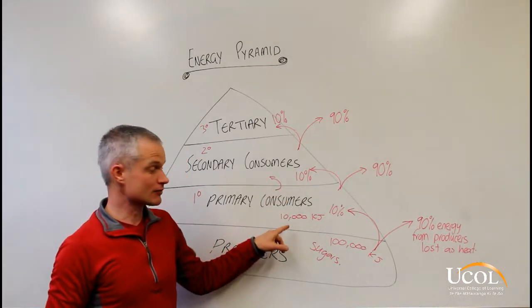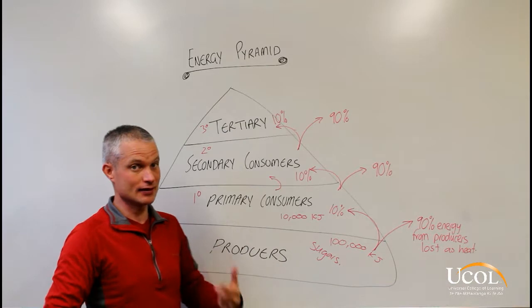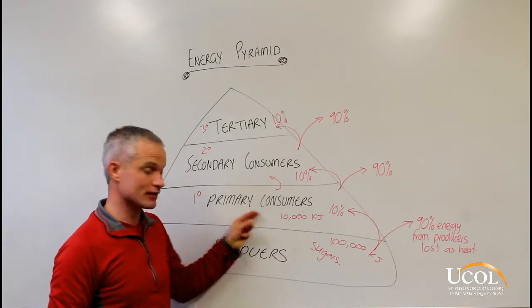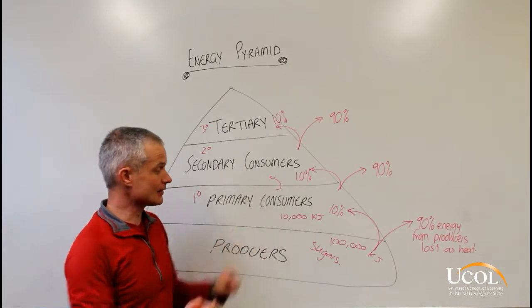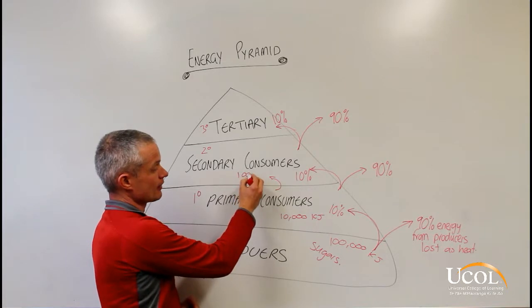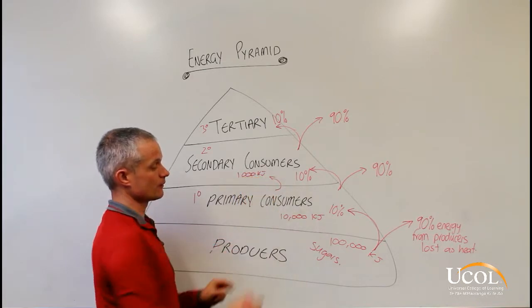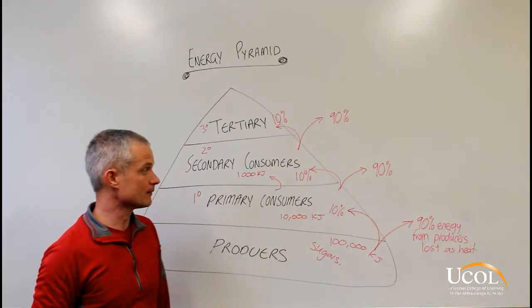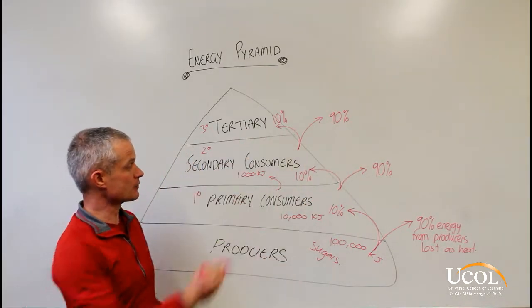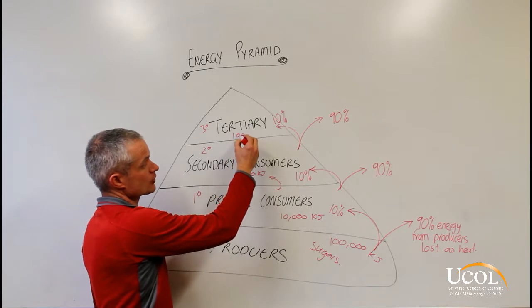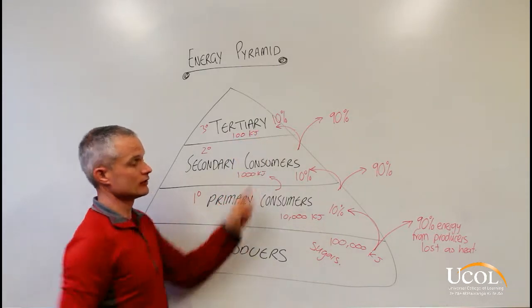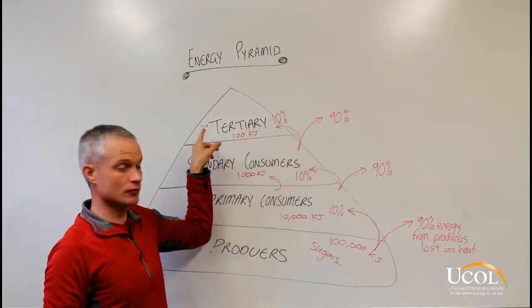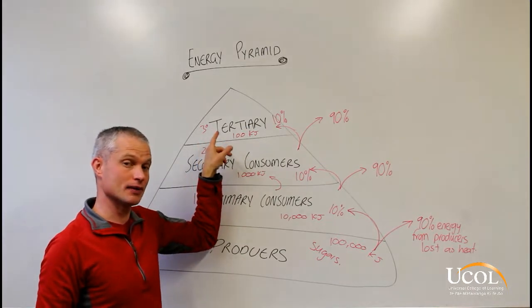So if there's 10,000 kilojoules of energy in the body tissues of these herbivores, the things that are eating them can only obtain 1,000 kilojoules of energy from that, and 9,000 kilojoules has been lost as heat. And then the same on the next level up. So you've got only 100 kilojoules now of energy of food to provide the tertiary consumers or the big carnivores.